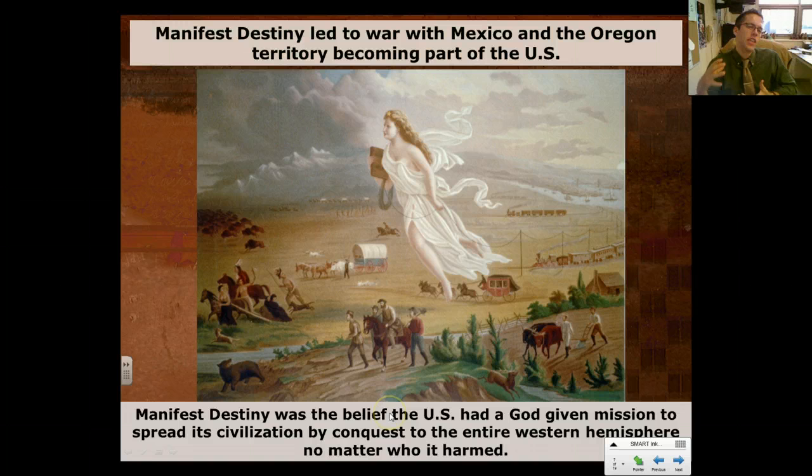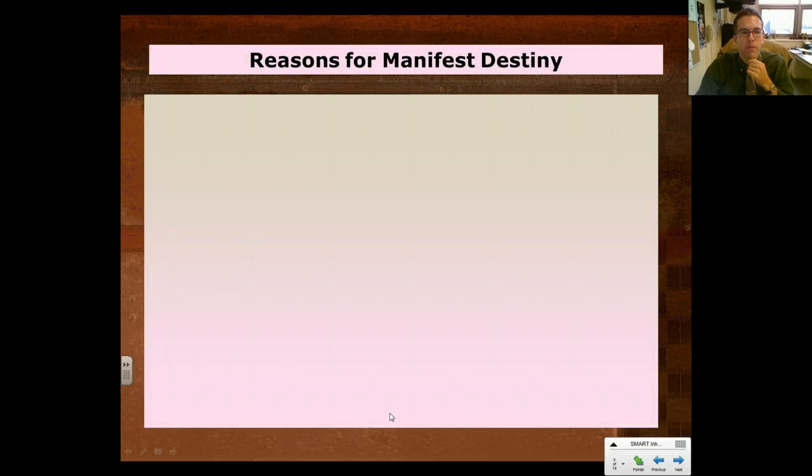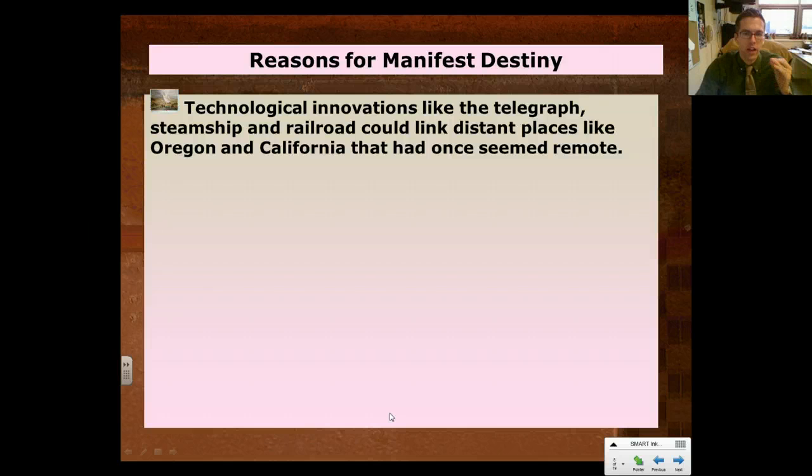And this idea that, back to Jamestown, we are helping these people out. Okay, we are doing this for them. It's for their benefit. It's our destiny as Americans to spread our civilization, no matter what's in our way, no matter who it harms, because in the outcome, in the grand scheme of things, it's going to be better for them. Okay. Now, reasons for manifest destiny.